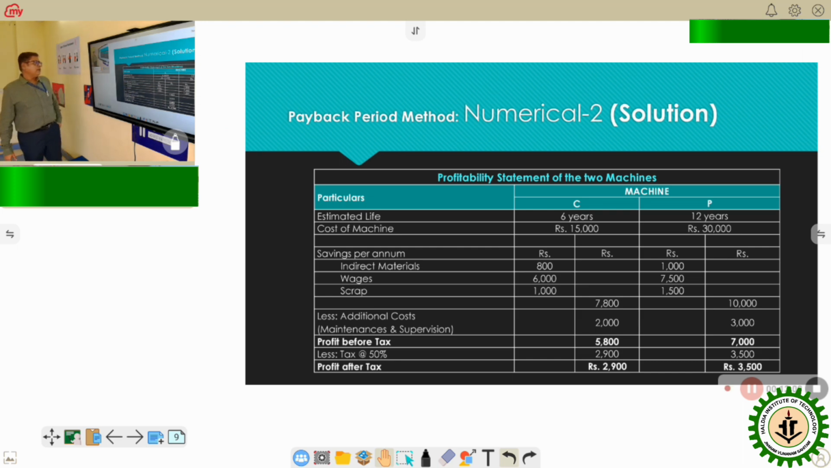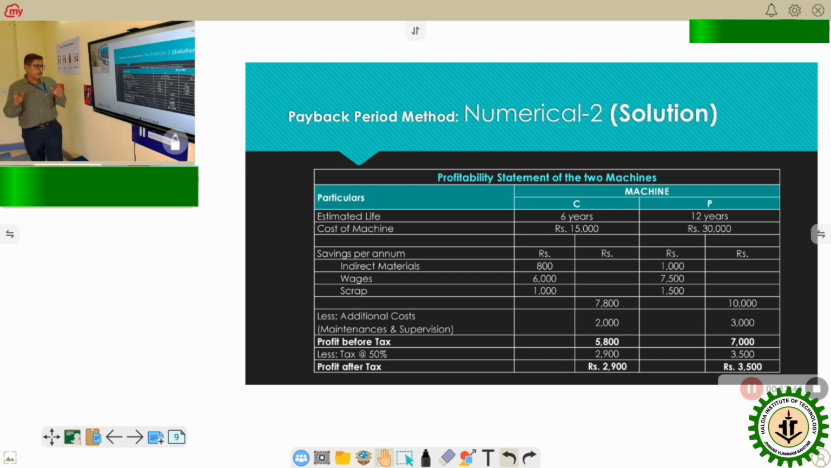We see that the savings per annum for machine C is equal to 7,800. That means we are calculating only the savings part, that is savings in indirect materials, savings in wages, savings in scrap. So the overall savings is 7,800. Similarly, for machine P, the total savings is 10,000.